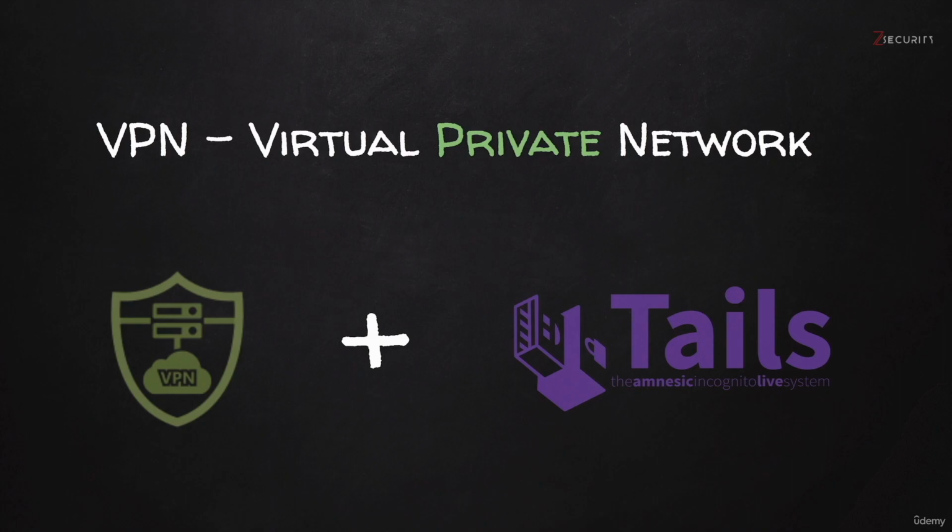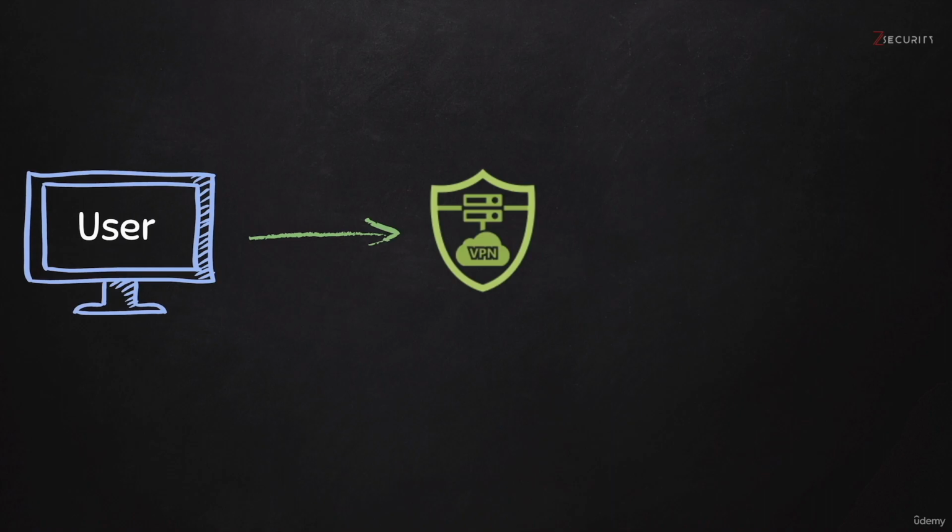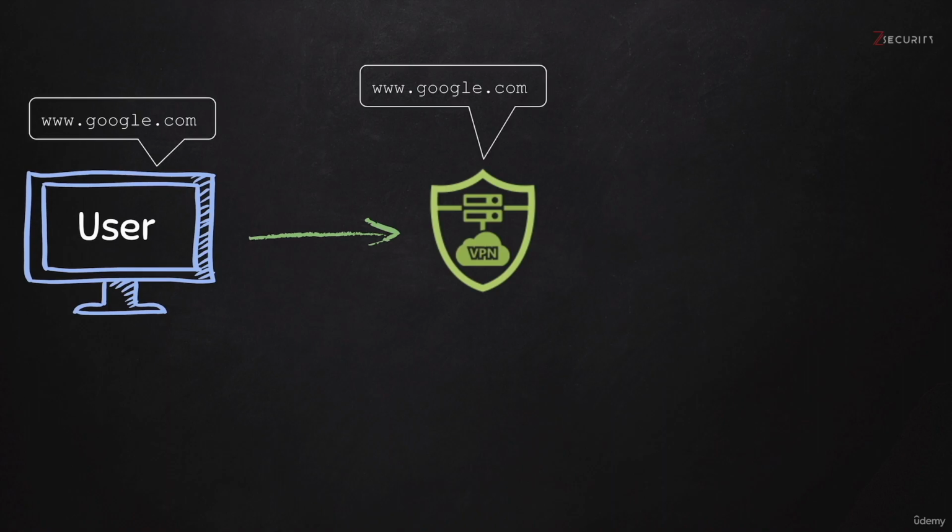Now, just a quick recap. As we learned before, usually when you access a server or anything on the internet, you send the request directly to that server. When you use a VPN, you create an encrypted tunnel to the VPN server. So if you're trying to go to google.com, only the VPN knows that you're going to google.com. The traffic between you and the VPN will be fully encrypted, so it's useless to anybody that intercepts it.